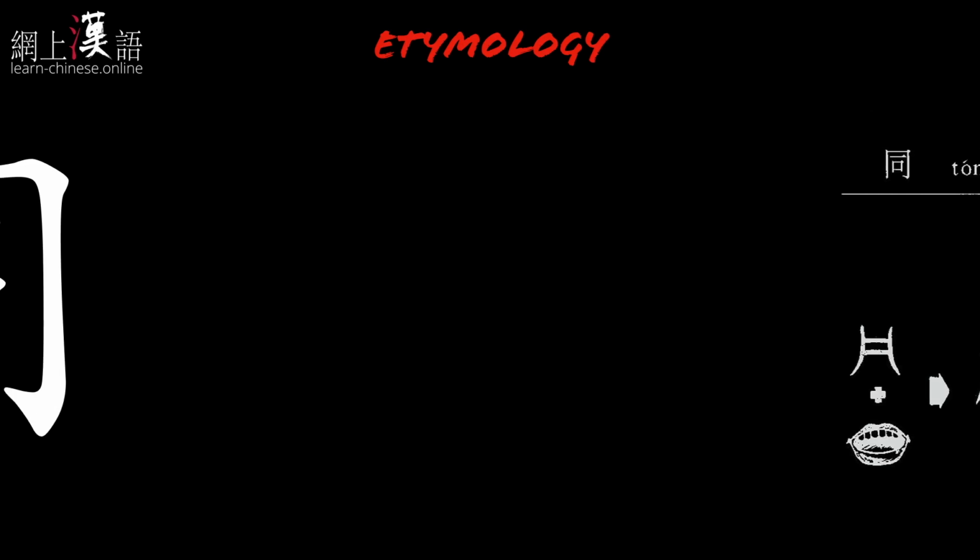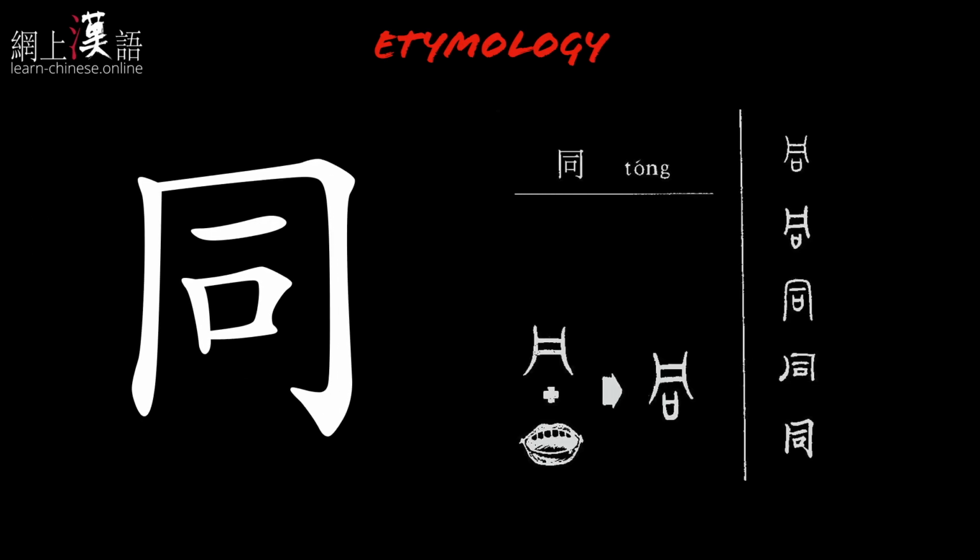Originally, this Chinese character had 2 components. The one on the top represents a large group of people, and underneath is the mouth, with the meaning of speech. The idea is when a group of people speak with one voice, we have something in common, something similar.